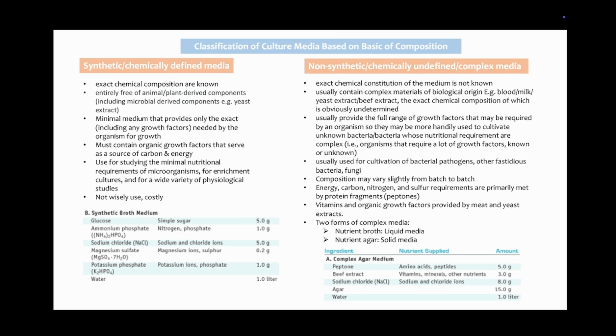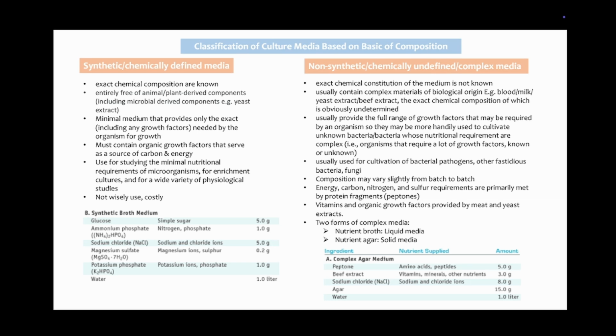You have synthetic or chemically defined media. Then you have complex media. Okay. So complex media, look at it, it has peptone, beef extract, so a lot of amino acids. Beef extract also has the vitamins, sodium chloride, you have agar, and you have water. Here is for synthetic or chemically defined. So we know everything here, all the compounds in a chemically defined media.